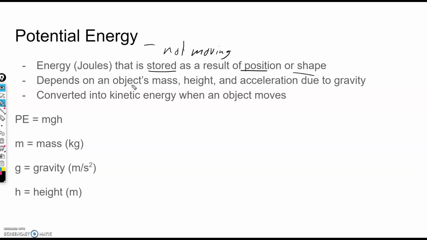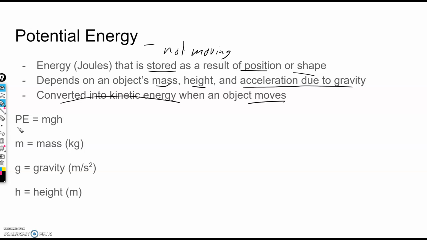And now it depends upon the object's mass, height, and the acceleration due to gravity, because that's the only thing acting upon it, compared to when it's moving, when it's just the acceleration due to gravity. But as soon as it starts moving, that potential energy is starting to be converted into kinetic. So as it starts moving, the potential energy goes down and the kinetic energy goes up.